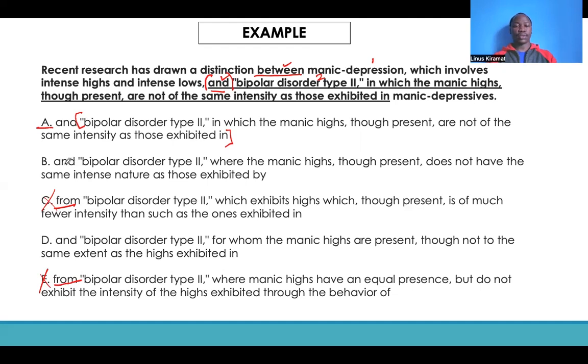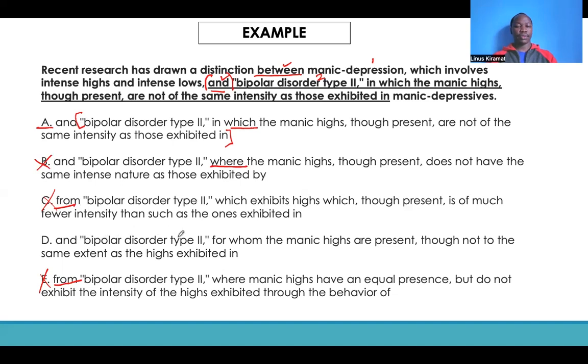So answer choice B reads, and bipolar disorder 2, where the manic highs, though present, does not have the same intense nature as those exhibited by manic depressives. Remember, where is usually used to indicate location or place. So for situations, use which. So for that reason, eliminate B, because it breaks the rules of use of where and which, right? Then we're left with the answer choice D.